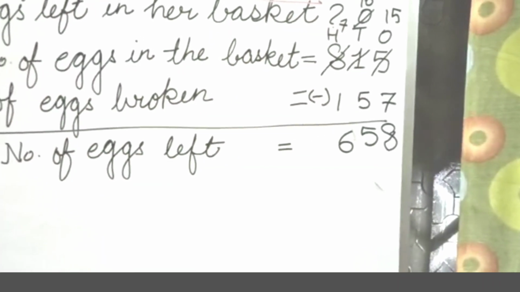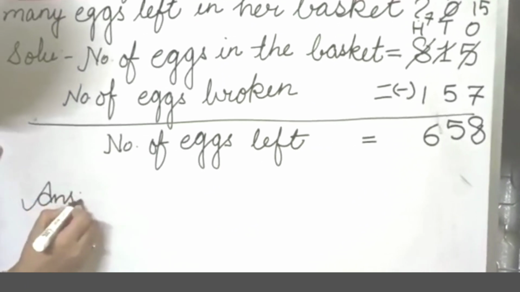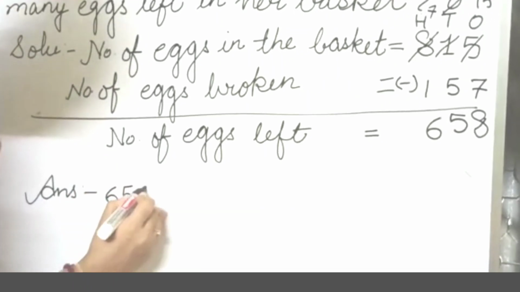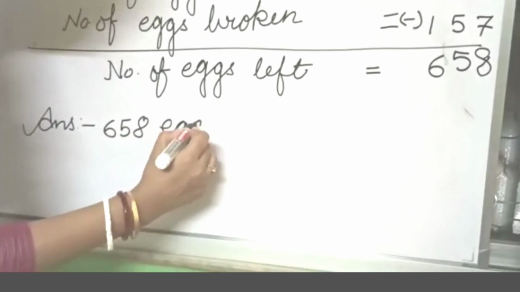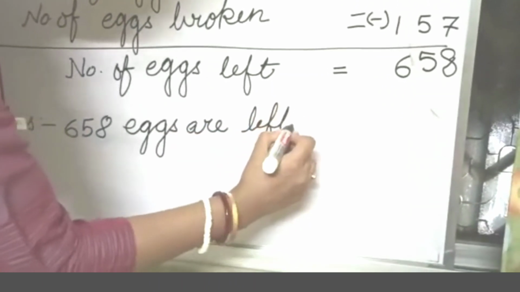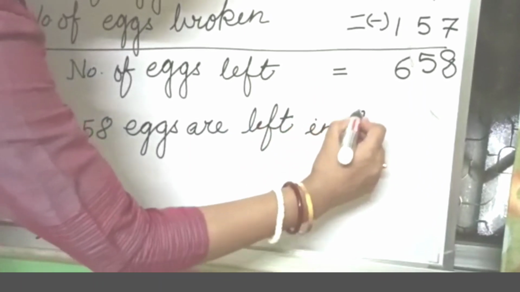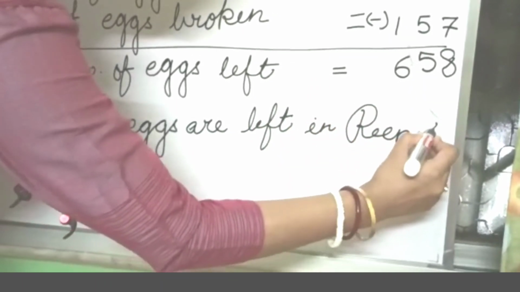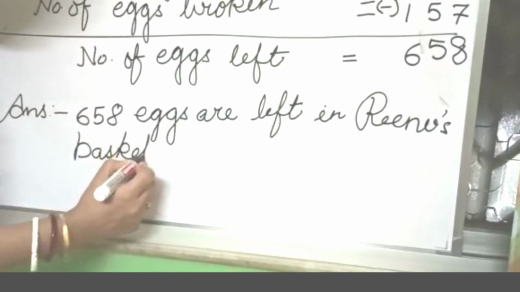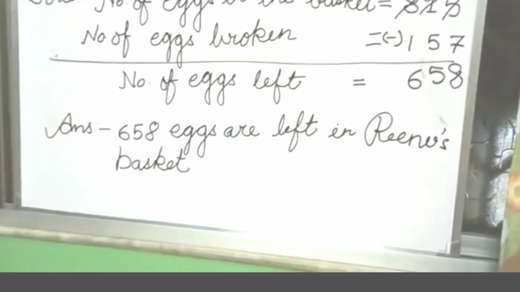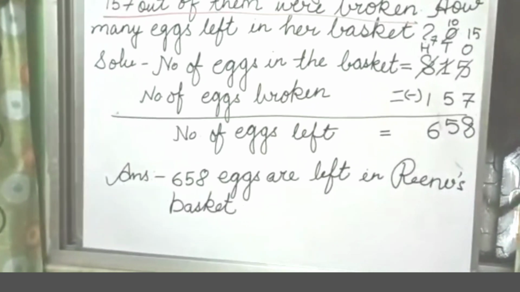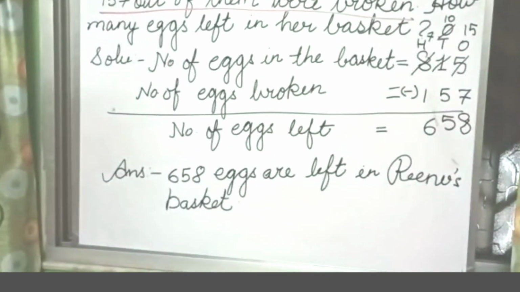Okay. Now you have to write down the answer: 658 eggs are left in Reenu's basket. So see this word problem, students. I hope you all got the sum. Okay. Now let's move to the next example.